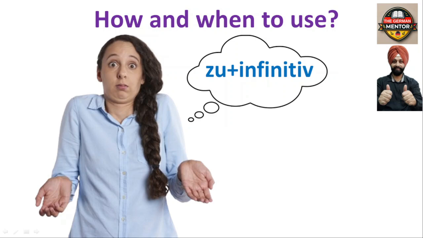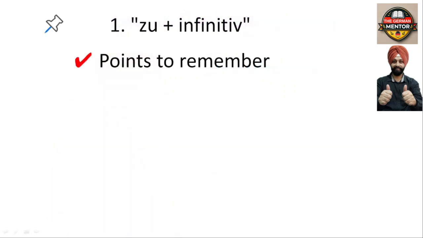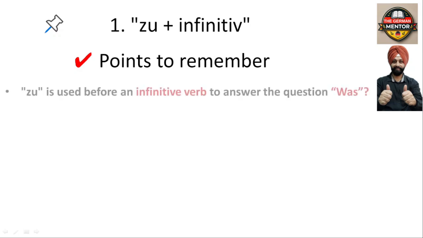Before learning zu plus infinitive in detail, I'll share some important points which you have to keep in mind while making phrases or sentences. So what are those points to remember while making sentences with zu plus infinitive? I'll explain one by one. The first one is zu is used before an infinitive verb to answer the question was. Friends, you know that was is one of the W family question words in the German language, which means what. So any question asked with this W question word was, then we use zu plus infinitive. Don't worry, I'll explain one by one in the coming slides with phrases.